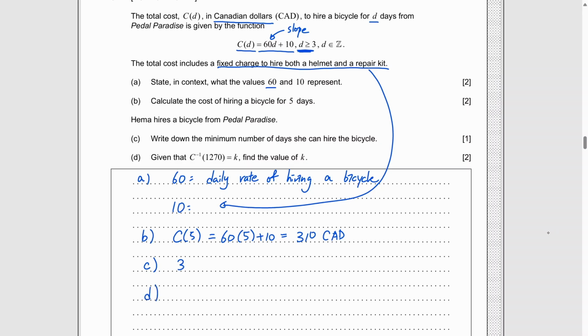Part D. We have the inverse C of 1270 equals K. That means we just make C to be 1270 and D to be K. And we can solve it.